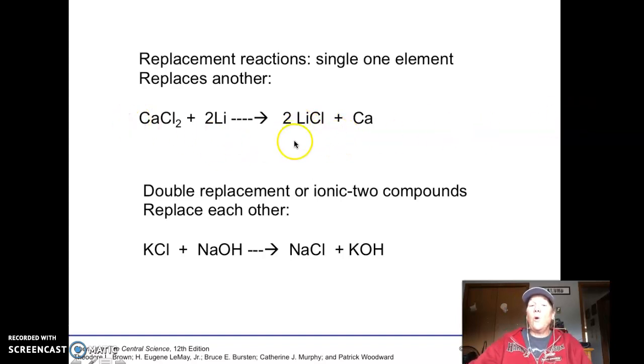Decomposition is the same way, only now it's just going to be the opposite. I'm going to start with maybe 1 thing over here and it'll break down into 2 parts.